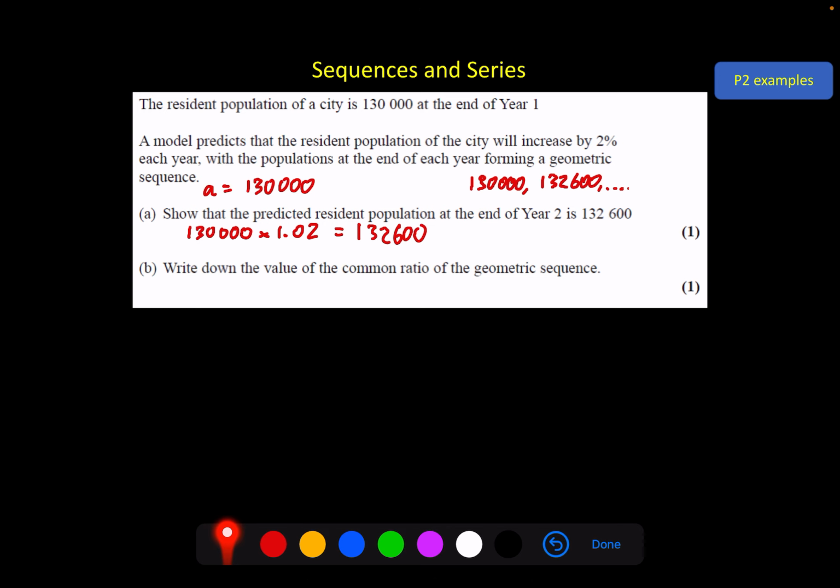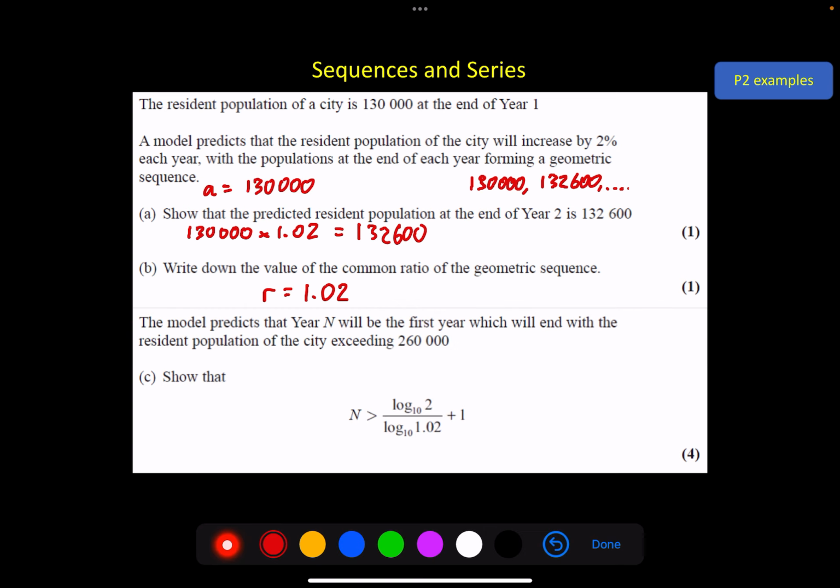Part B. Write down the value of the common ratio of the geometric sequence. Well, that's quite easy as well, another 1-mark question. The ratio is what I multiply by. r is equal to 1.02. Okay, now we've got a is 130,000 and r is 1.02. The bulk of the question, 4 marks, comes in part C.